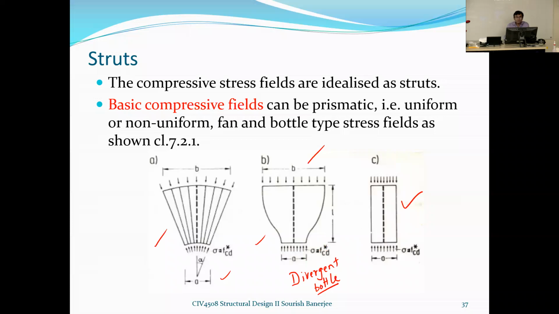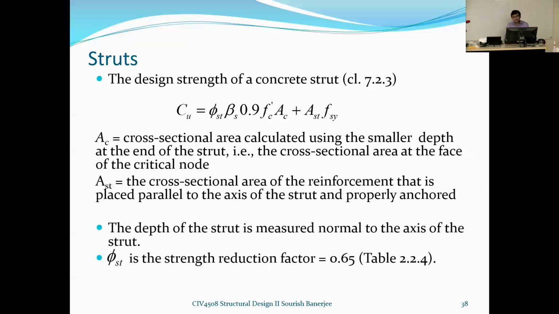Clause 7.2.1. Now the design strength of a compressed strut is given by this expression. It is the design strength that is given, not the load. Can you see there are two components here? The first term represents the strength of the concrete, and the second term represents the strength of the steel, if provided to carry the compression.